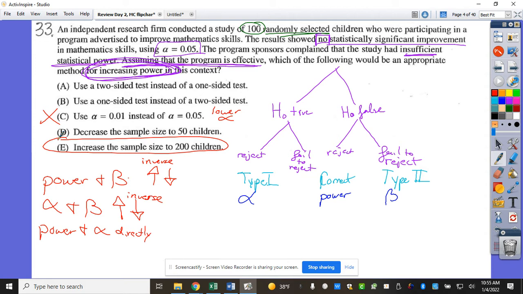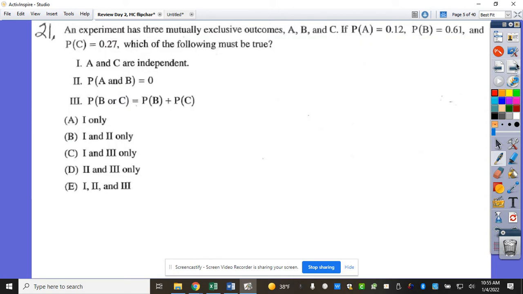Any questions? I'm going a lot faster than I really wanted to. All right, 21. And just keeping people on track, this should be the fifth problem that we are doing, 21.